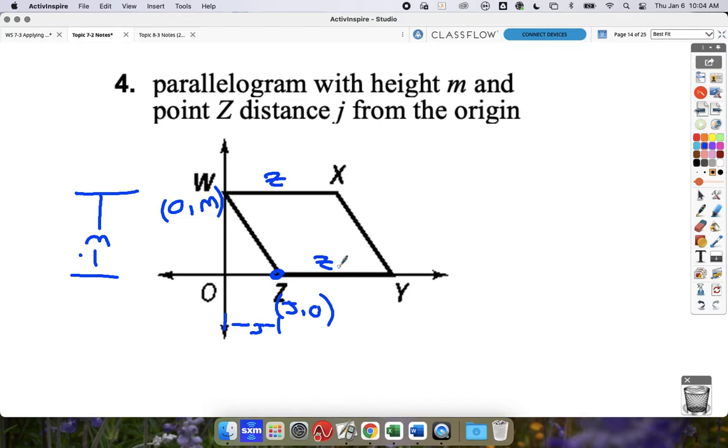So to get to point Y, you have to go over J and Z. So it's J plus Z. How far up did you go? 0. Now whatever variable you picked, I picked K on mine. It was over J plus K.